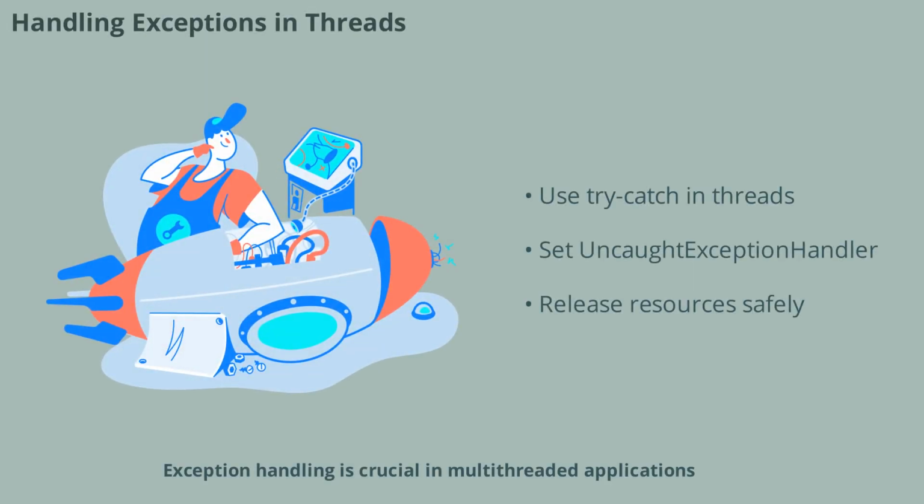Exception handling is crucial in multi-threaded applications. Uncaught exceptions in threads can cause them to terminate unexpectedly. Java allows you to set an uncaught exception handler to handle such cases gracefully. Always use try-catch blocks in your thread code to manage errors and ensure resources are released properly.